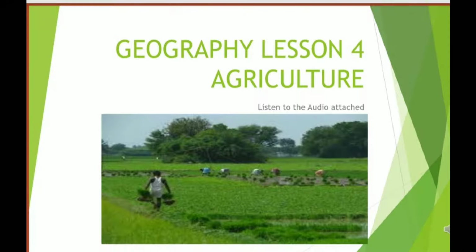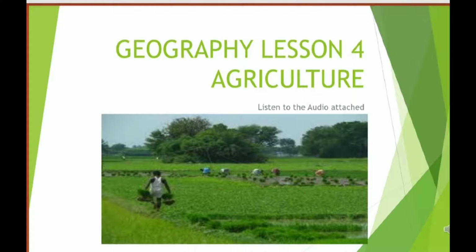Our today's topic is agriculture. India is an agriculturally important country. Two-thirds of its population is engaged in agricultural activities. Agriculture is a primary activity which produces most of the food that we consume. Besides food grains, it also produces raw materials for various industries.